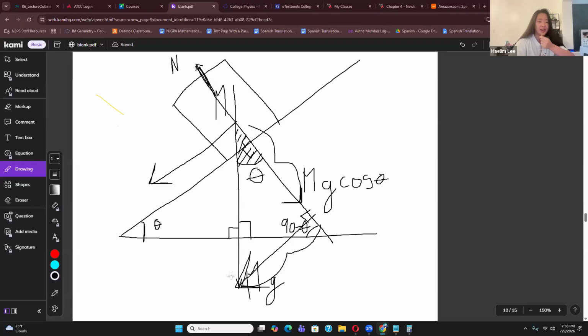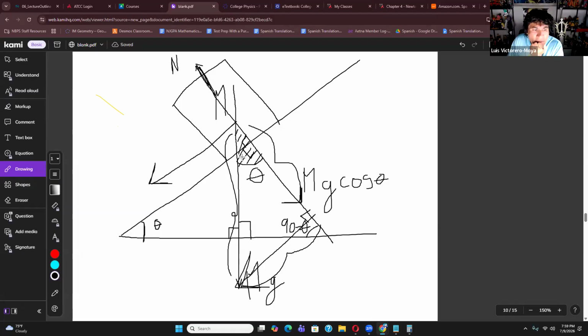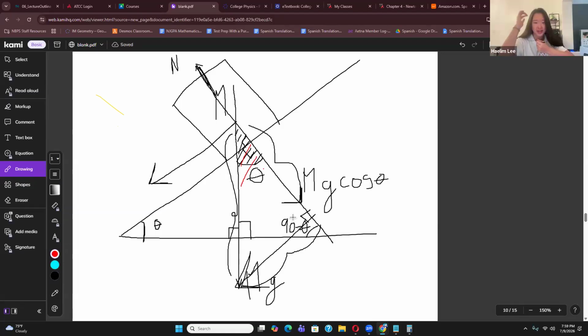Oh, okay. I see it now. I think it's because I kept thinking the hypotenuse was the horizontal line on the bottom. Yeah, you're looking at this triangle here. Okay, that makes a lot of sense. Okay, thank you. Okay?